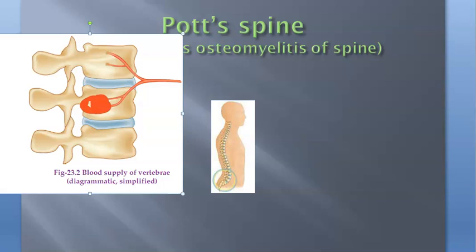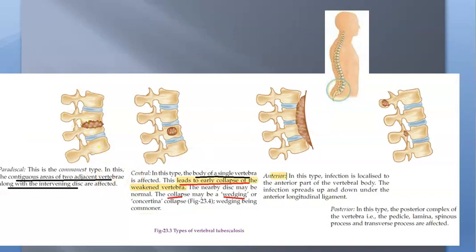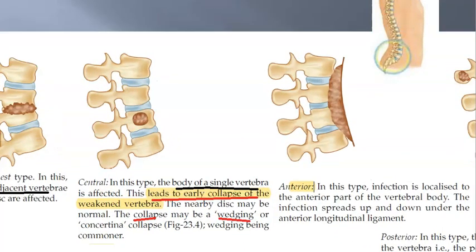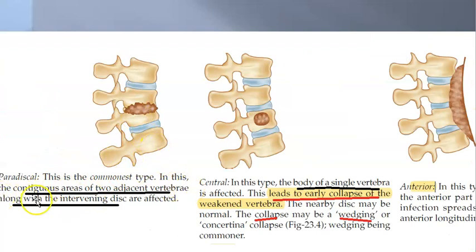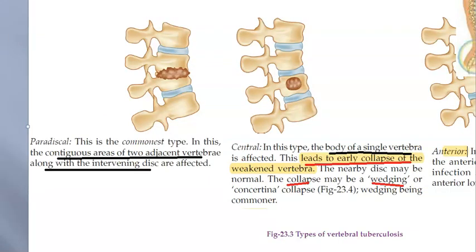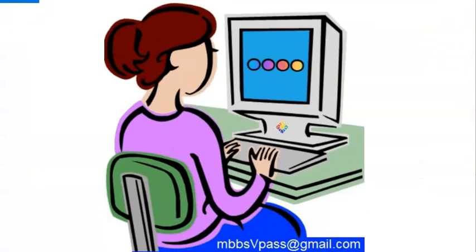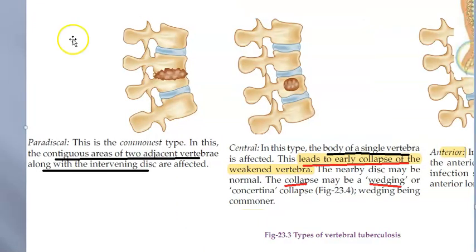And because the blood supply to two adjacent vertebrae is shared, it will affect both, okay. So you will have something like this. This is the first type you should know. The first type is called paradiscal. This is the commonest type. In this, the contiguous area of two adjacent vertebrae along with the intervening disc are affected. This is the most common type of vertebral tuberculosis. What is the first type, people? Paradiscal, very good.